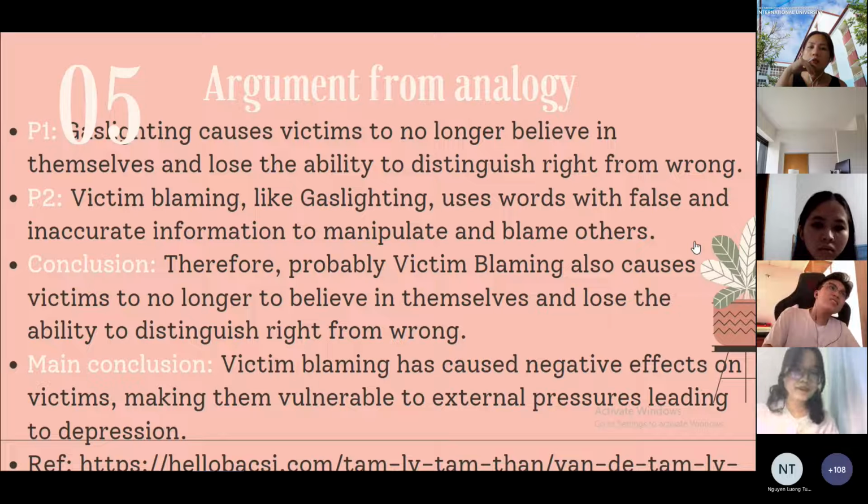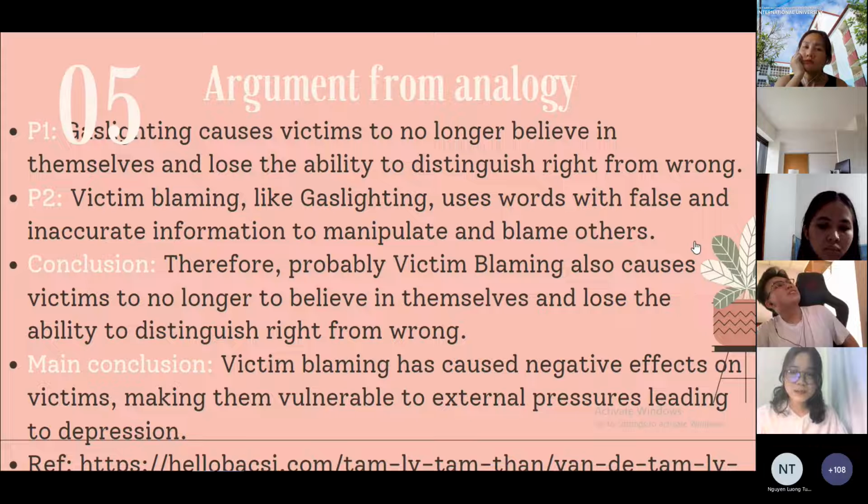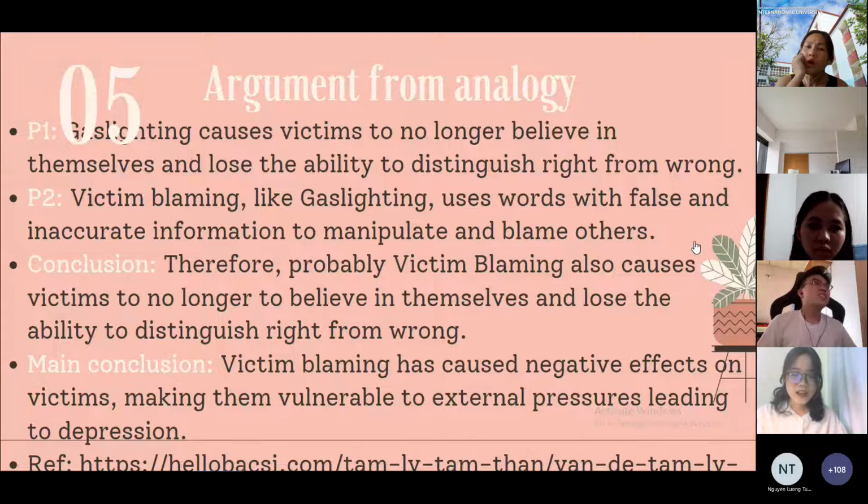We did some research and we want to say that gaslighting, in Vietnamese thao túng ý tưởng, is a form of manipulation, and we don't think it is a disease. And the point we want to make is that the method they use to manipulate others' minds is to use false words and inaccurate information. We want to make that clear.